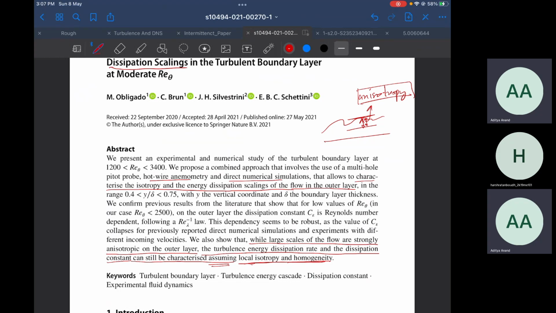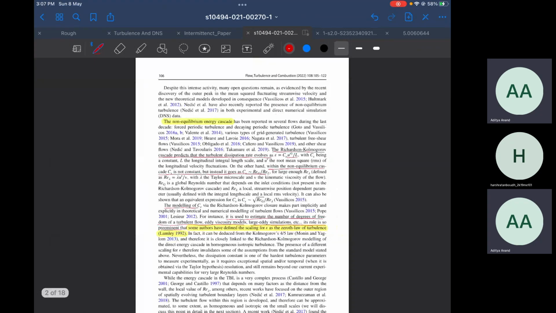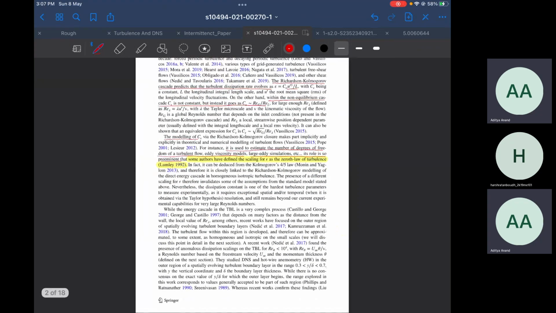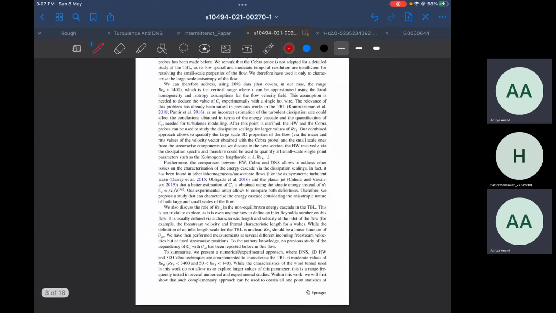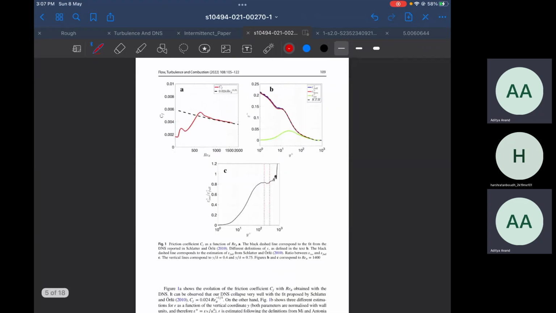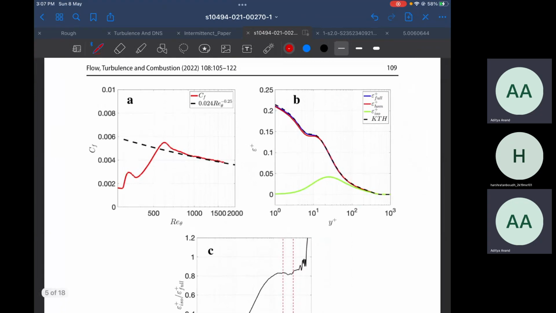away from the wall. The first thing that they have done is they have again used the incompact code to get the data. This is the CF value for the boundary layer simulations that they have done. The CF value basically increases, so there is transition happening, and then you have your turbulent part here.